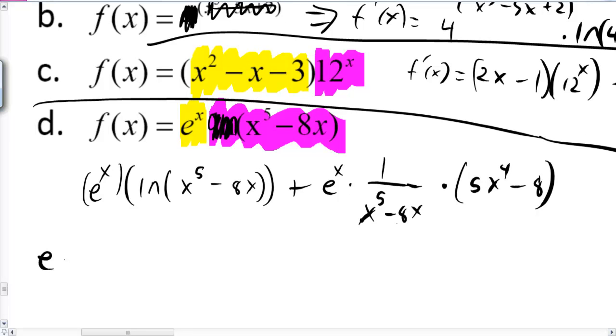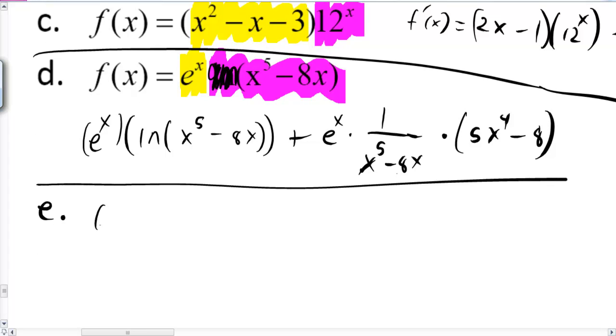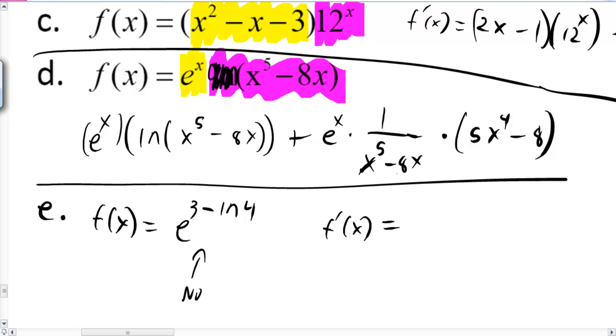Now, there's going to be one little bonus problem here for everybody who's watching. All right, here's the bonus problem. If I gave you f of x equals e to the 3 minus natural log of 4 and said, find the derivative of that. Well, it's quite simple. I don't have to use the exponential rules. I don't have to use natural log rules. Reason why? Do you notice that there are no variables? If there's no variables in a problem, it's a constant. So therefore, the derivative is 0.